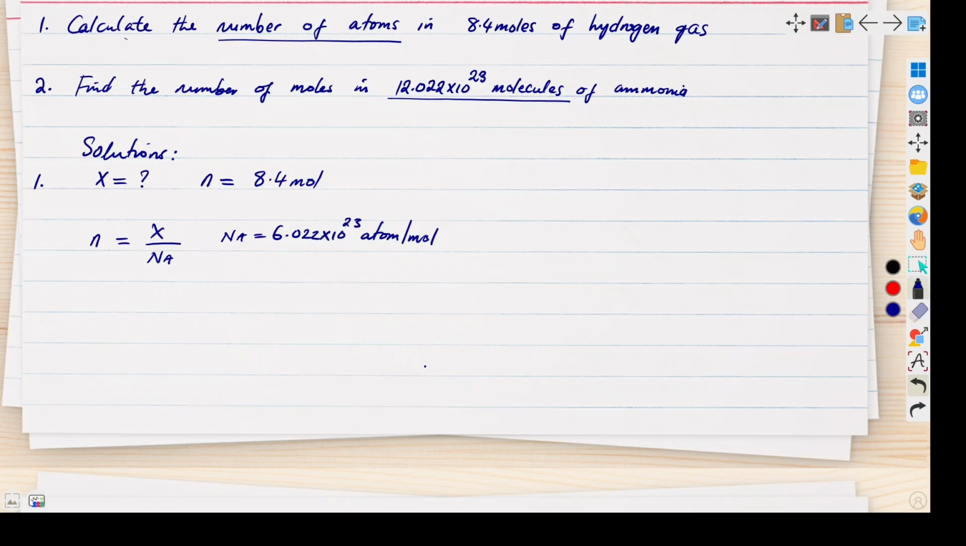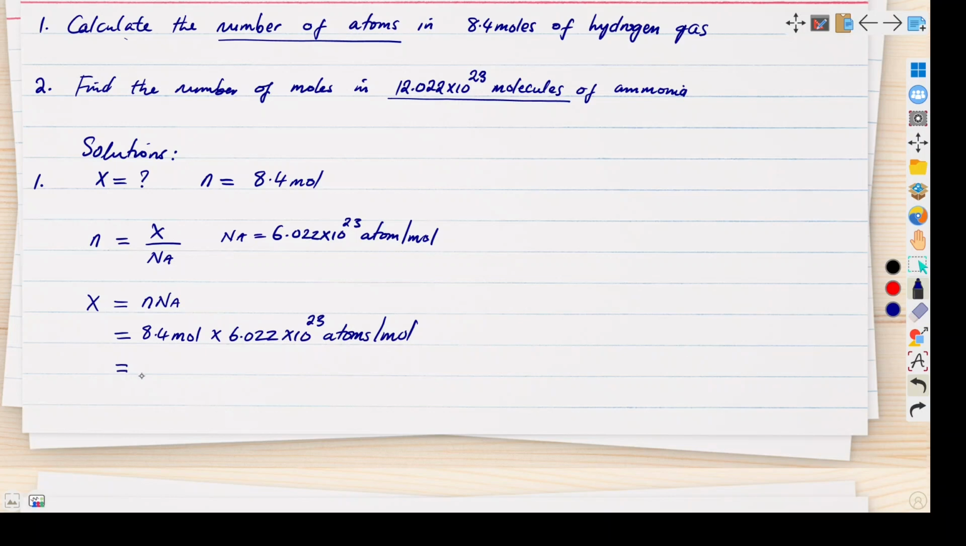Then we'll substitute here. First we'll make x the subject of the formula. If you make x the subject of the formula, it will be x is equal to n times Na. Then we'll substitute where there is n, we'll put 8.4 moles. Then you say times, where there is Avogadro's number, you put 6.022 times 10 to the power 23 atoms per mole. Then after you do that, you do the multiplication.